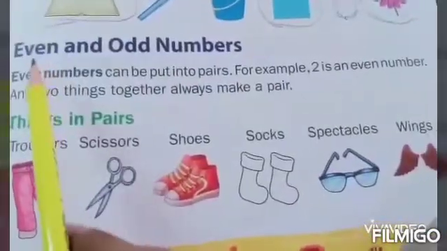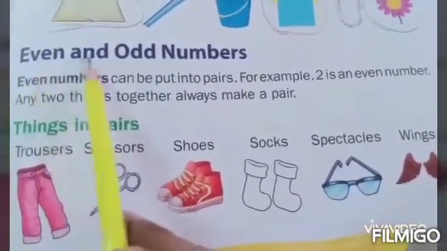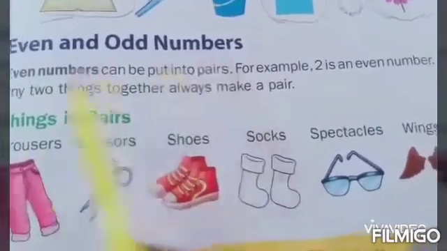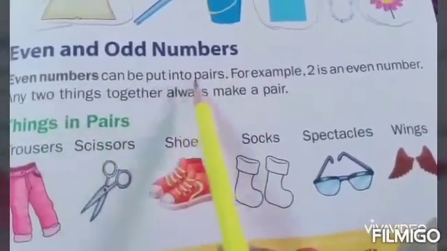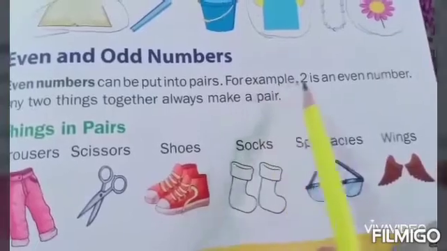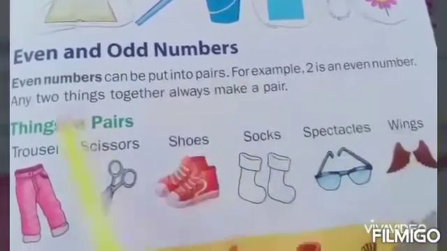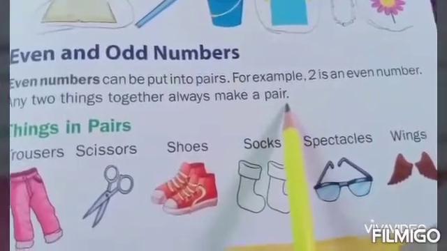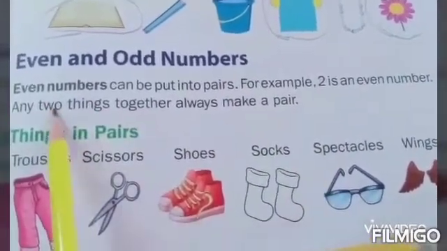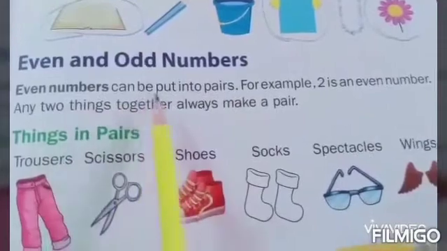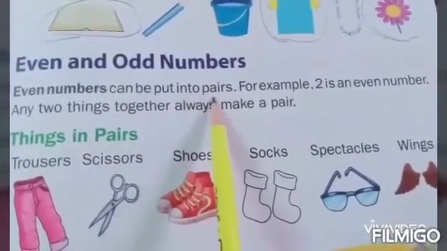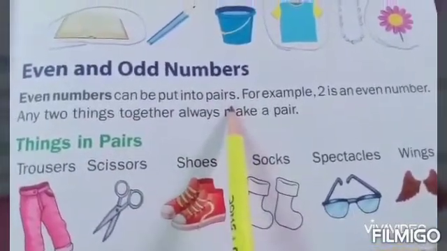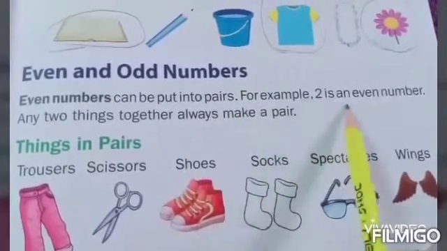This is the last topic of our first lesson, even and odd numbers. Even numbers can be put into pairs. For example, 2 is an even number. Any two things together always make a pair. Okay, now what it is telling us is that whenever the things of a pair are given to us, that is an even number because it has 2 in it.